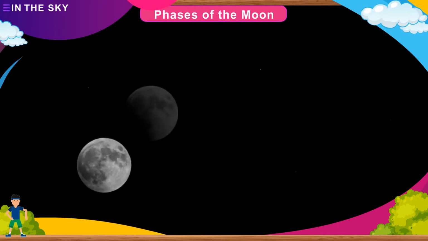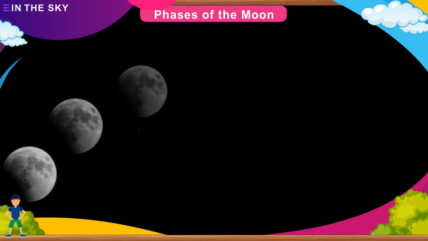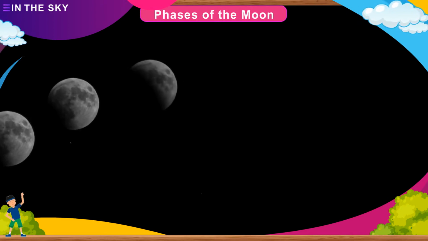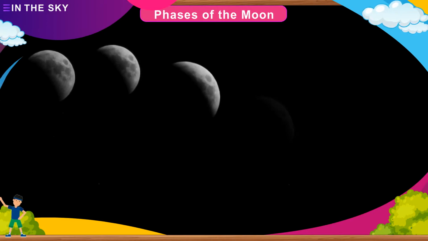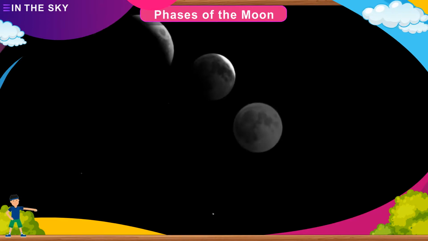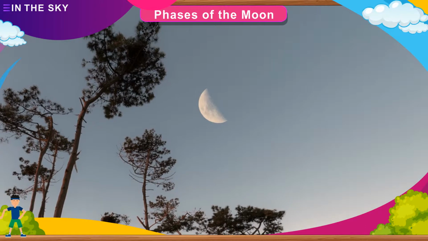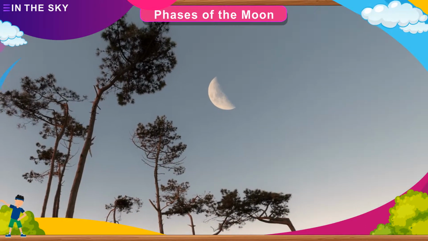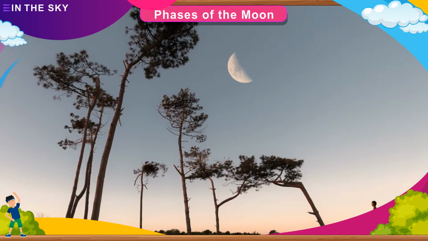Phases of the moon. The moon moves around the earth, while the earth moves around the sun. As the moon travels around the earth, its different parts get lighted up by the sun on different days. So, we see only the lighted part of it. That is why it seems to us that the moon changes its shape.